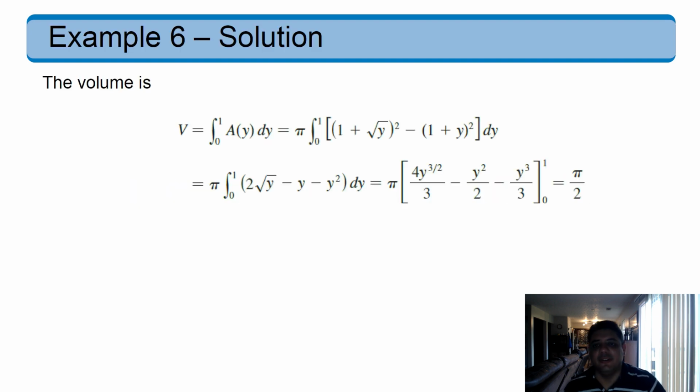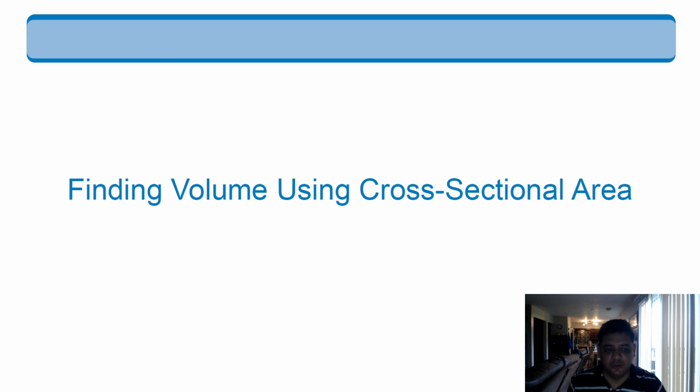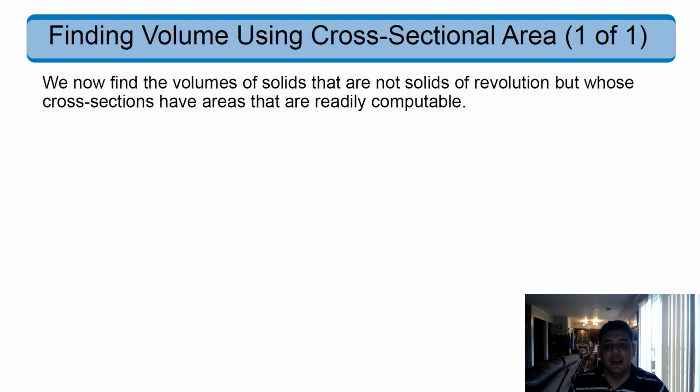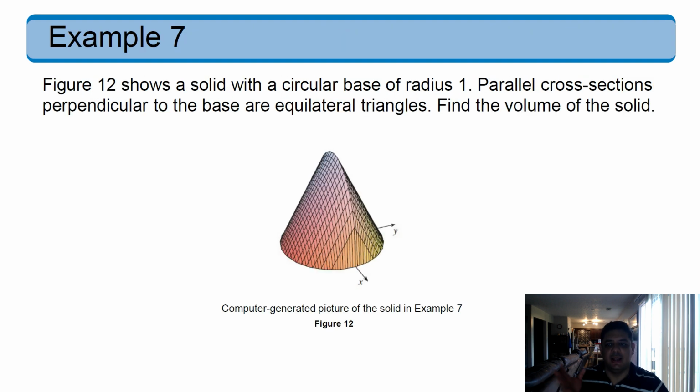All right, so that was an example of using that, but one of the important things here is always analyzing the cross-sectional area. So now let's talk about finding volumes by using the cross-sectional area. To find the volumes of solids that are not solids of revolution, but have cross-sections, we can do that by finding what the cross-section in each case is.